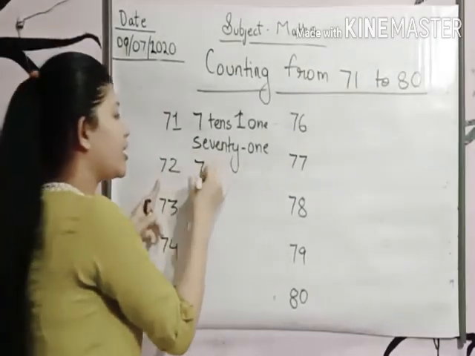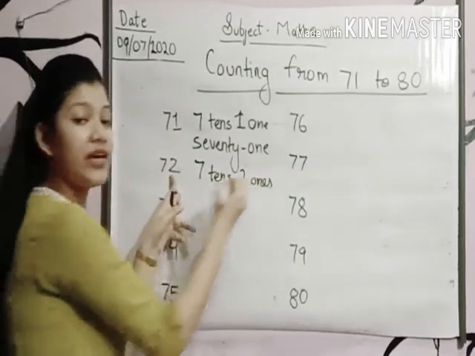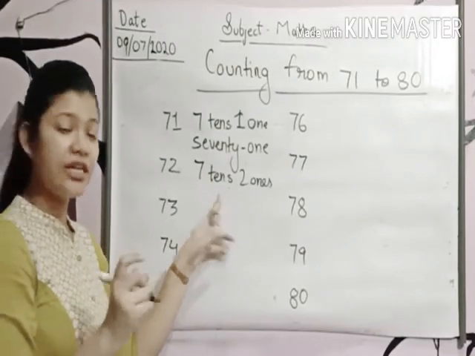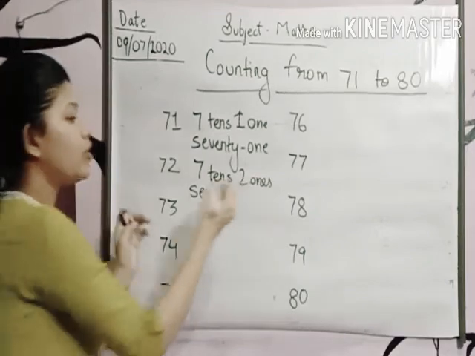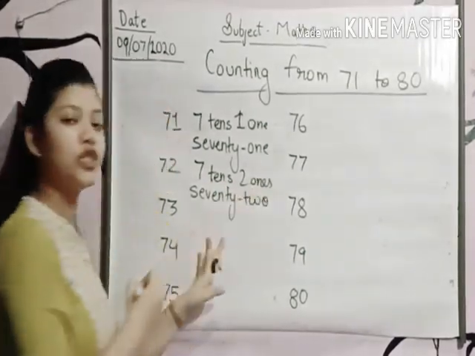Now 72. Again we will write here 7 tens and 2 ones. And 2 ones means 2. So we will write 72.